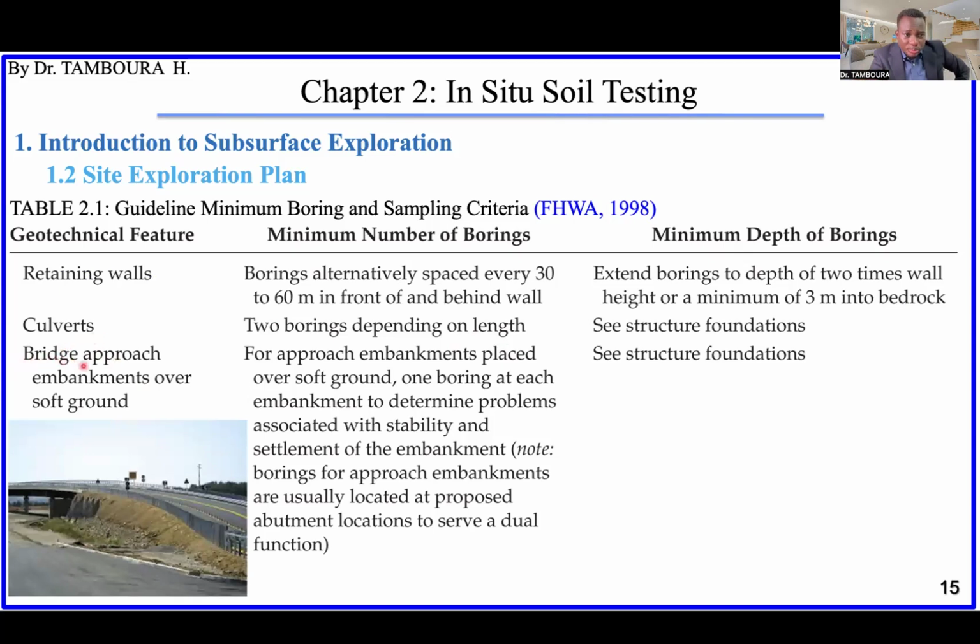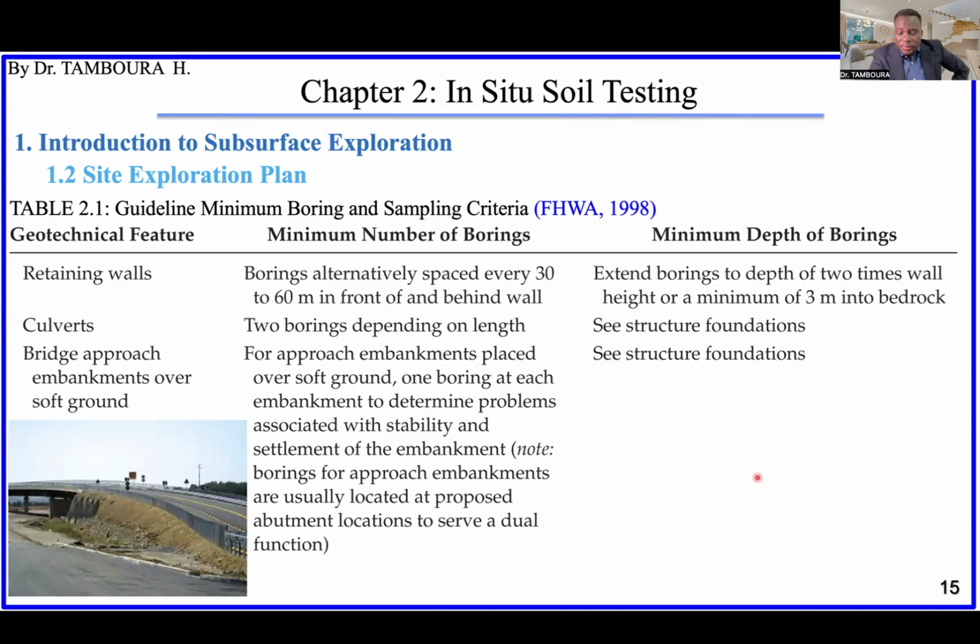So for bridge approach embankment over soft ground, it is saying we need one boring at each embankment to determine problems associated with stability and settlement of the embankment. Okay, and as a note, it's saying that the borings for approach embankment are usually located at a proposed abutment location to serve a dual function.